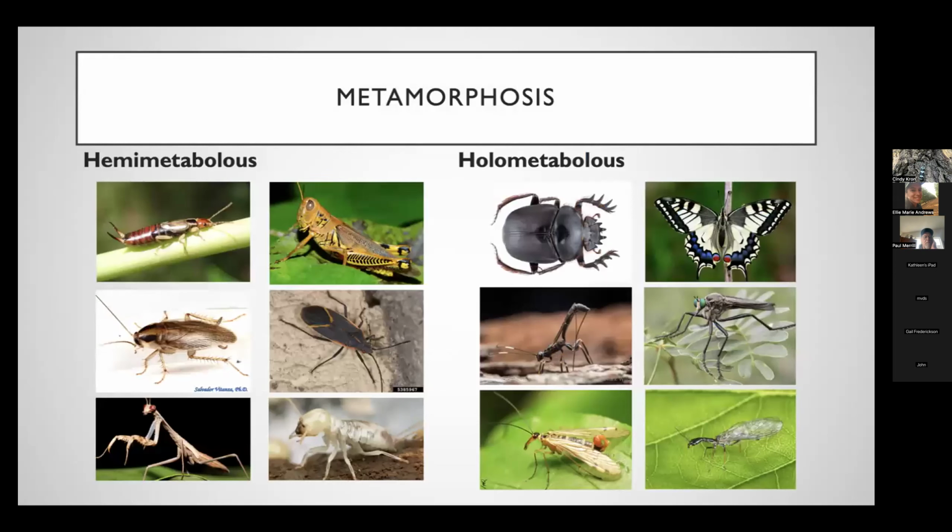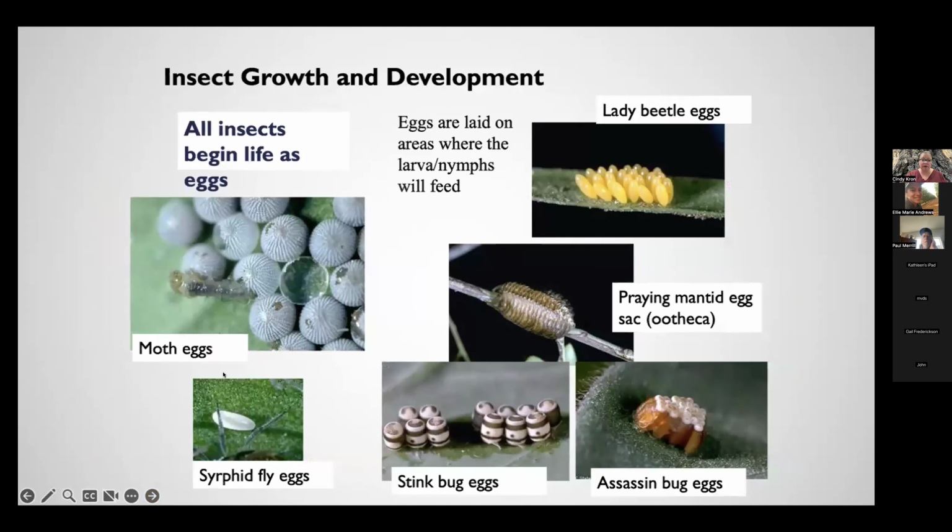Here are some examples. On the left-hand side, hemimetabolous, which is incomplete metamorphosis. So you have hemipterans, mantids, cockroaches, earwigs, grasshoppers are incomplete metamorphosis. And you have your holometabolous on the right, or complete metamorphosis, which includes beetles, butterflies, flies, wasps, snake flies. These go through complete metamorphosis. And this is just an example, so it doesn't cover all the ones that go through one or the other.